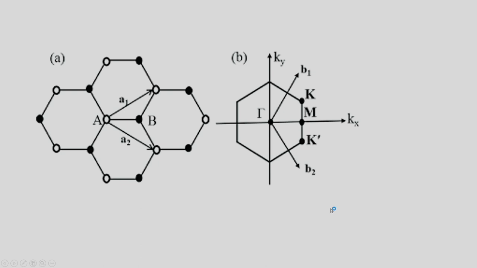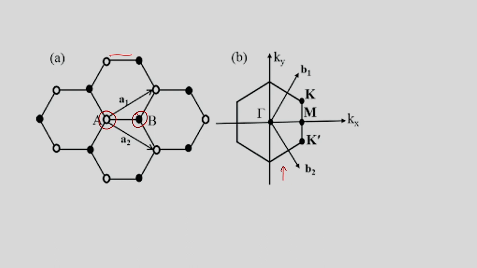This structure has already been told to you, where you see an open atom and then a closed atom. Each open atom and closed atom would be called A and B atoms, or A and B sublattices. The unit cell has these two atoms, and this is the Brillouin zone. If the real space atoms are arranged in this fashion, then the momentum space would look like what the real space looks like.